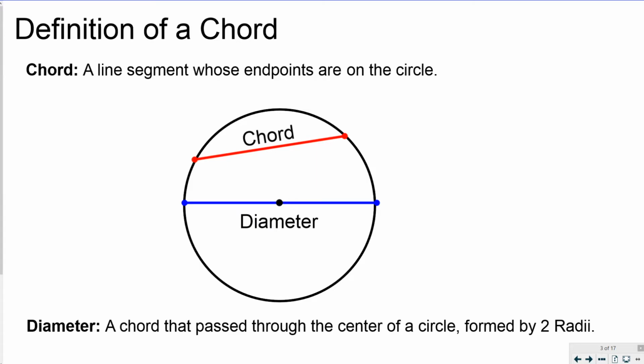So let's get started. Definition of a chord. A chord is a line segment whose endpoints are on the circle, and a diameter is a chord that passes through the center of the circle and can be broken down into two smaller radii.